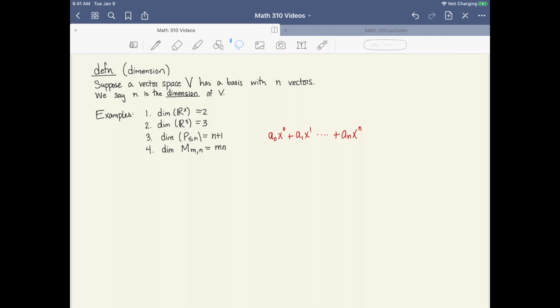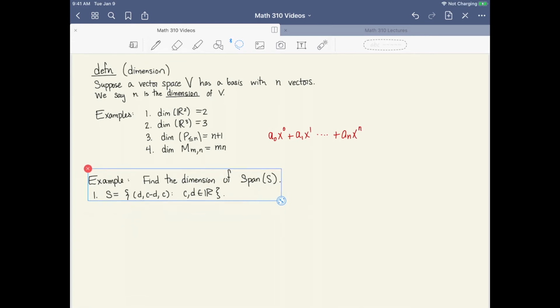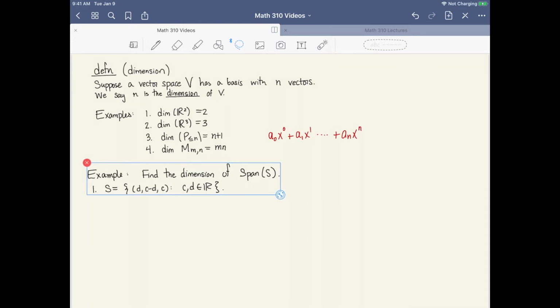Dimension is already something that we have intuition and understanding of, but now we have something formal that we can write down and check in an algorithmic way. So this next example that we're going to do is pretty algorithmic. For this example, let's take something that at first glance might look a little bit different. We're going to find the dimension of the span of a set of vectors.